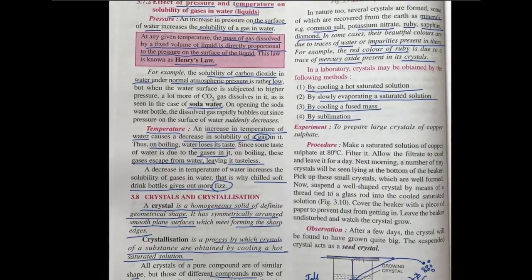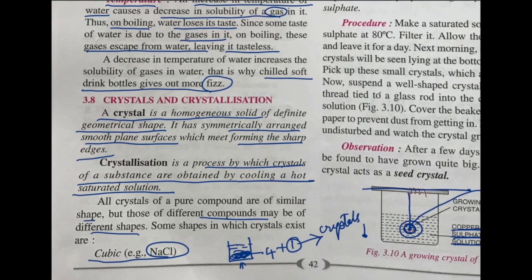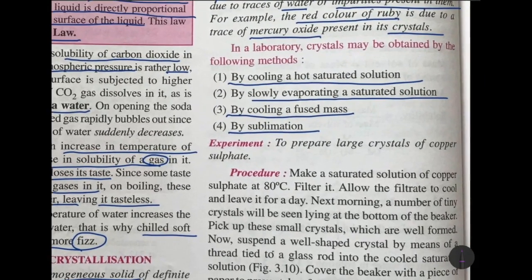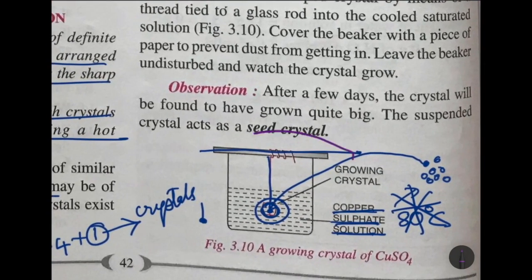Okay children, this is all for today. Now for your assignment which you will be submitting on Saturday, please do on crystals and crystallization. Define what is a crystal, define crystallization, and write down about its different shapes, and also how crystals are obtained in the laboratory, and the experiment to prepare large crystals of copper sulfate. Write down the experiment and do this diagram as well.